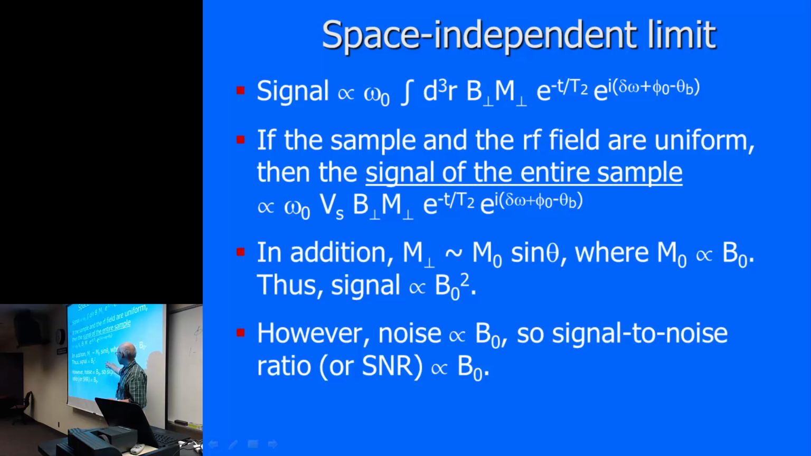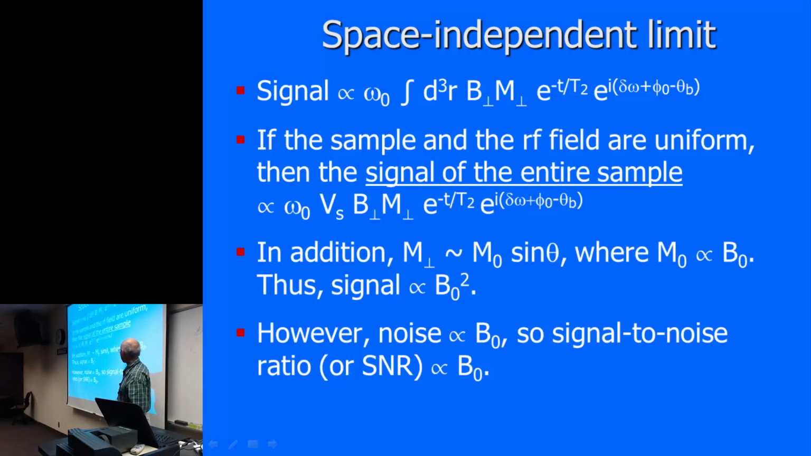Now let's look at something else here. The first thing is that the transverse component of the magnetization, which is what I just told you, is proportional to M0, the original magnetization, multiplied by sine theta. Theta is the flip angle. So I'm rotating these spins to some flip angle theta. So what's the transverse component? Well, of course, it's this.